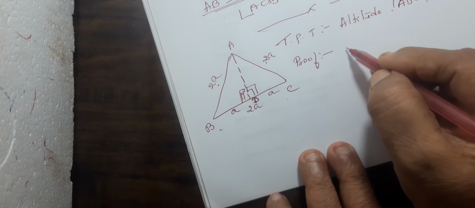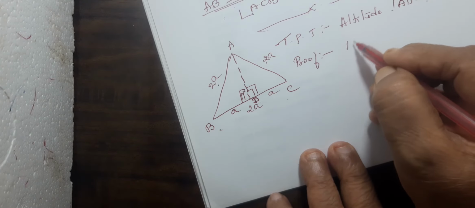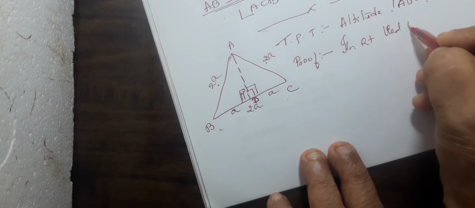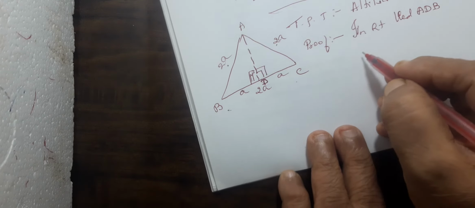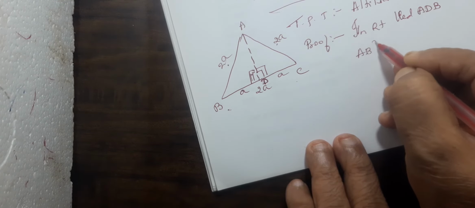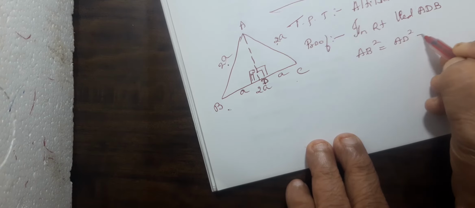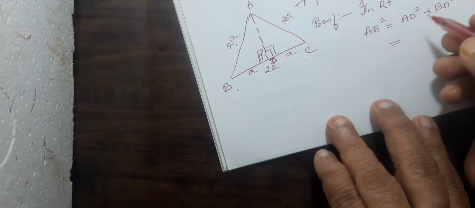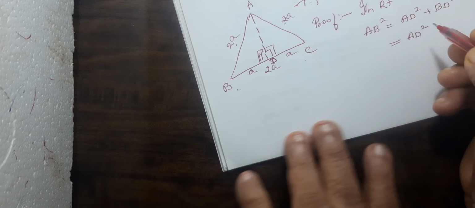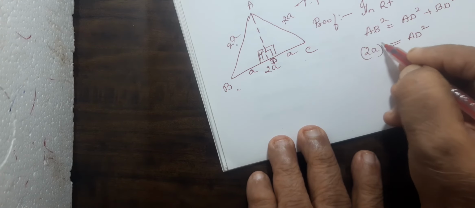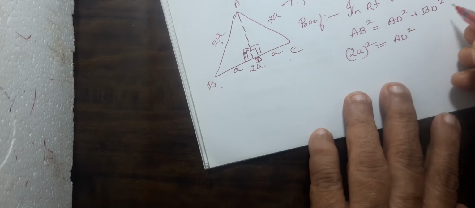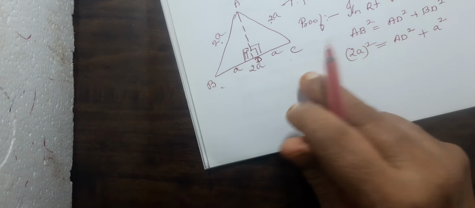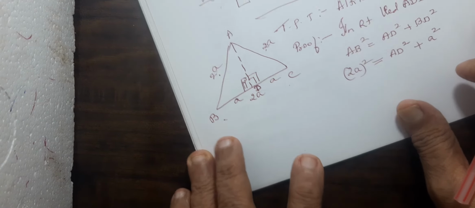So similarly, you have got now here a right angle triangle ADB. So in right angle triangle ADB, see what happens. AB squared is equal to AD squared plus BD squared. And then AD squared we don't know, but AB squared we know, it is 2A the whole squared. We can put, and BD means it is A, so A the whole squared. We have split it into A and A, you know that. You have understood. So A squared.